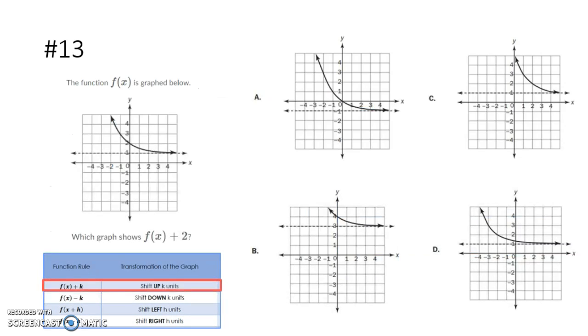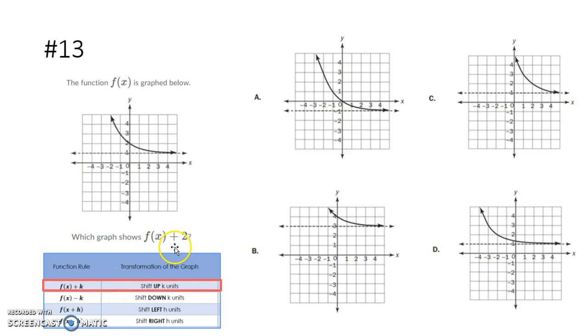And the last one, number 13, the function f of x is graphed below. This is your original function. And your instructions say which graph shows f of x plus 2. So again, I'm going to jump down to my chart and just see what this question's really asking me to find. When I have a plus 2 hanging at the end of my function, at the end of my equation, that relates to this first one right here in the list. That means I'm shifting up that number of units.